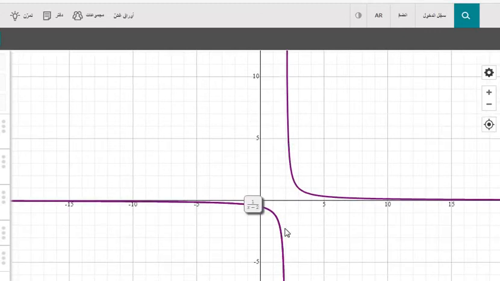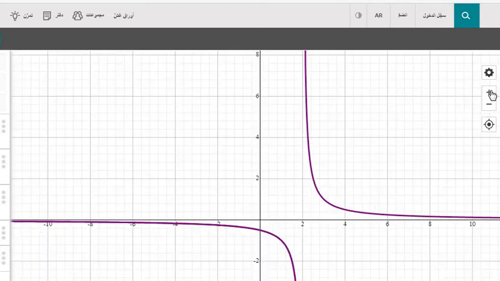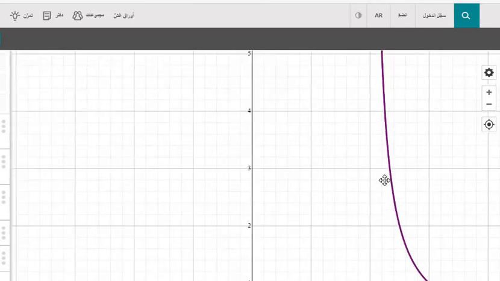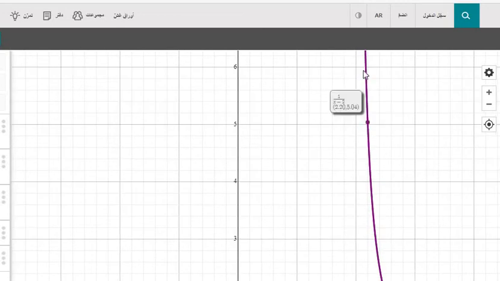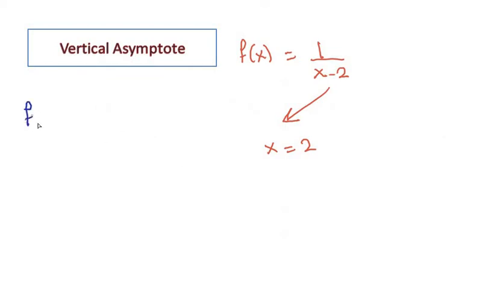The vertical asymptote is at x equals 2 because the function is undefined at x equals 2. If we zoom in here, we see that the graph of the function approaches the line x equals 2 without intersecting it. What about the graph of f of x equals x minus 2 over x squared minus 4?